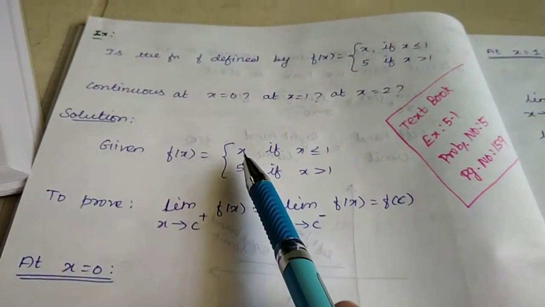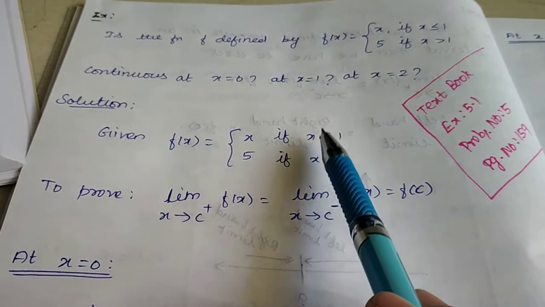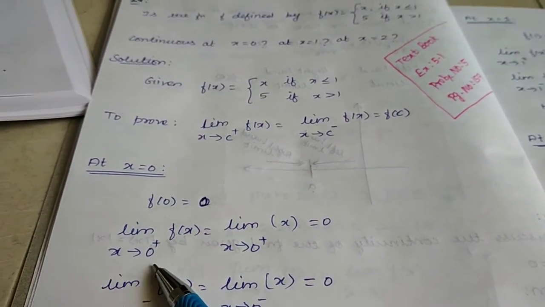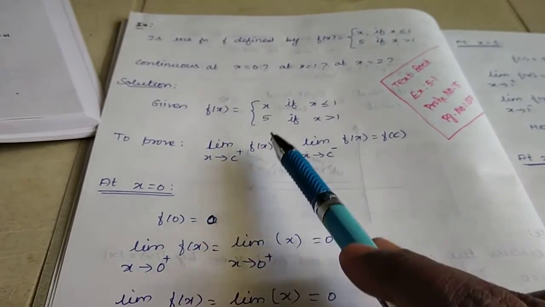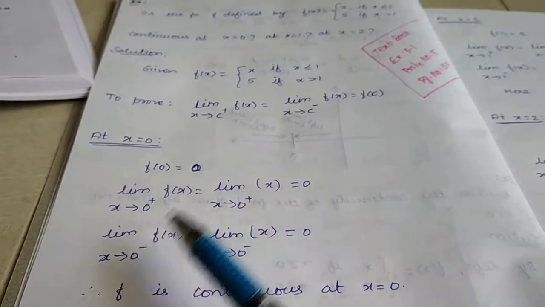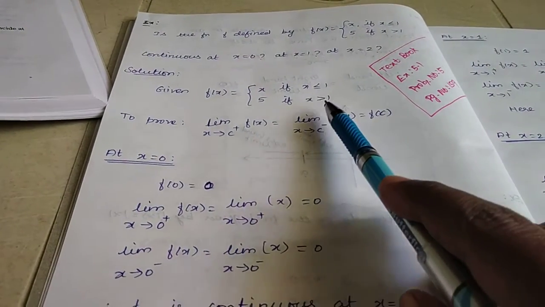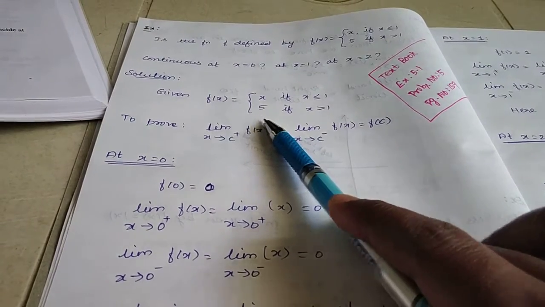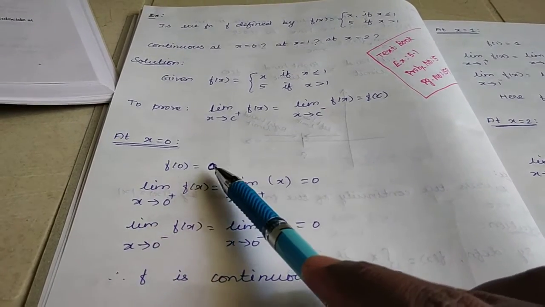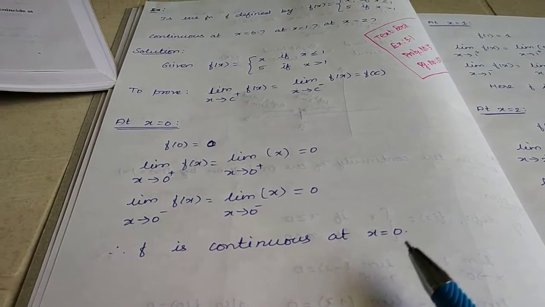we simply substitute x equal to 0. x equal to 0 comes under the first section, so f of 0 is 0. Then the limit as x tends to 0 plus of f of x is simply x, so substituting 0 in place of x, we get the result 0. Then for 0 minus, again x, so 0. Only for x greater than 1 will we get the value 5. Otherwise the value will be 0. So the left hand limit and right hand limit approach the value f of c. So we can write directly that f of x is continuous at x equal to 0.